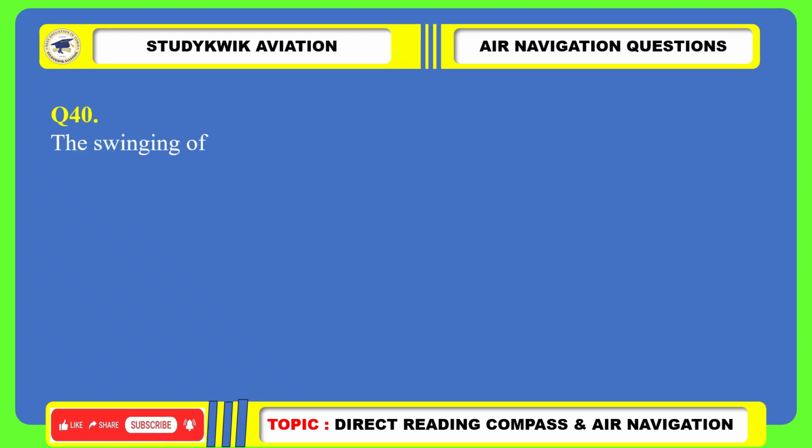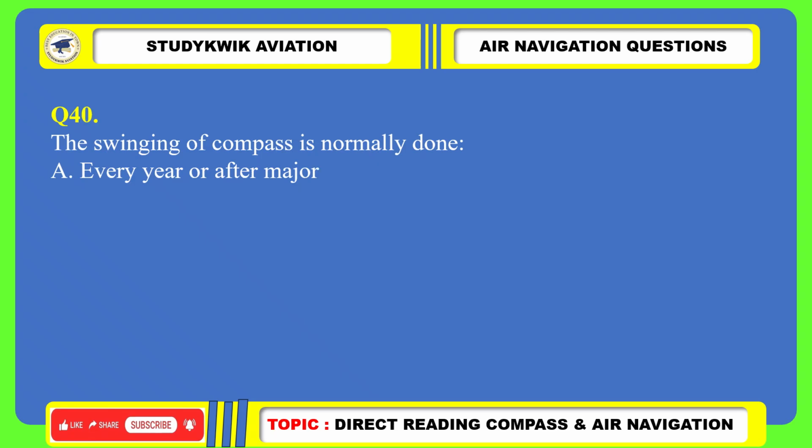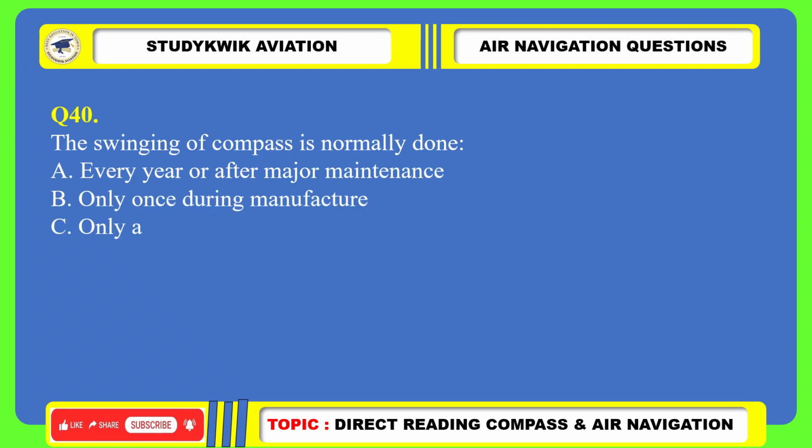Question 40. The swinging of a compass is normally done: every year or after major maintenance, only once during manufacture, only at the equator, every flight.